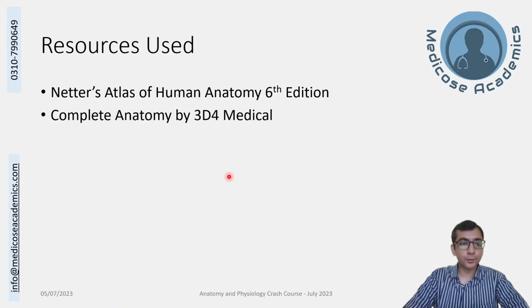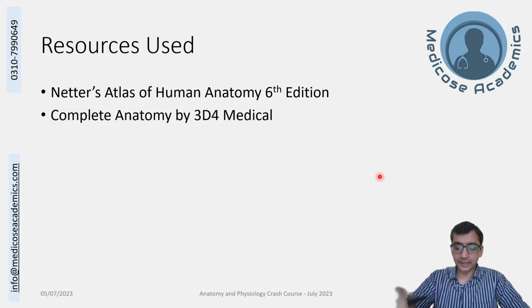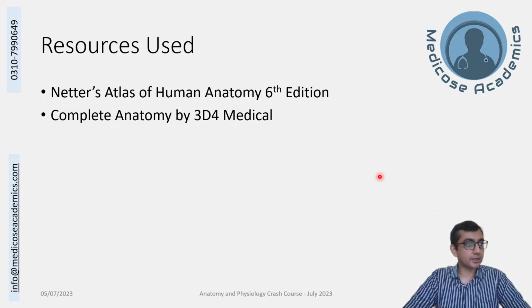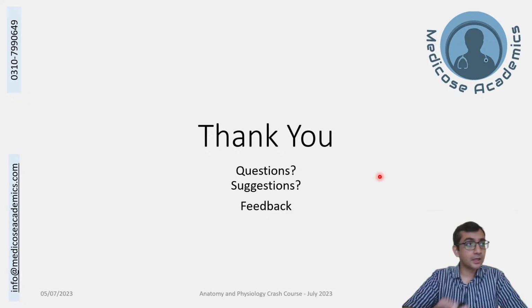Okay then, thank you. Most of the pictures I took, apart from the first one, were taken from Netter's Atlas. You can go ahead and look for yourself. And the 3D atlas I was using was Complete Anatomy by 3D4Medical. You can just Google it and you can find the atlas. The bony part is free, and the rest of the soft tissues you can purchase for a price that will be listed. There are other 3D models available which you can find.